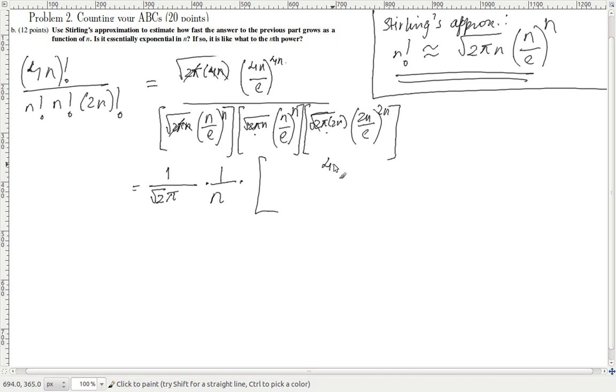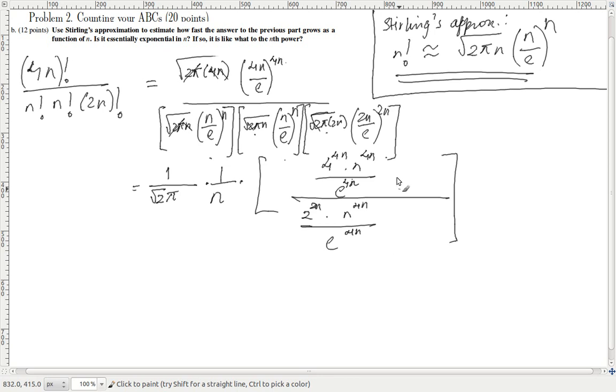So the numerator becomes 4 to the 4n, then n becomes n to the 4n divided by e to the 4n, whole divided by. Now let's pull out the 2's. 2 to the 2n times, let's pull out the n's, n to the 4n, because there's n, and 2n, so it's n to the 4n, divided by, we have again e to the 4n. So here we see that e to the 4n gets cancelled with e to the 4n, n to the 4n gets cancelled with n to the 4n.